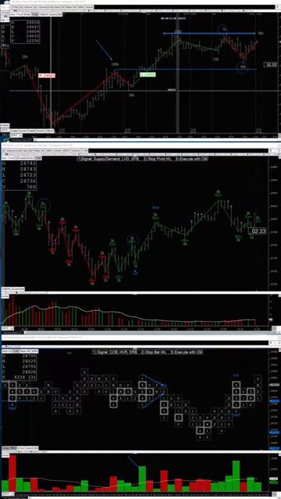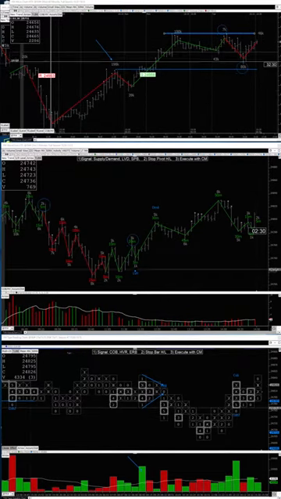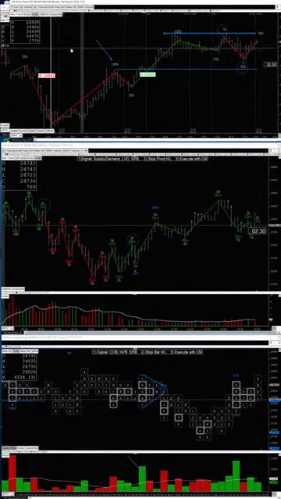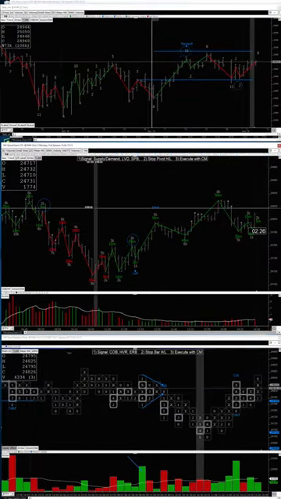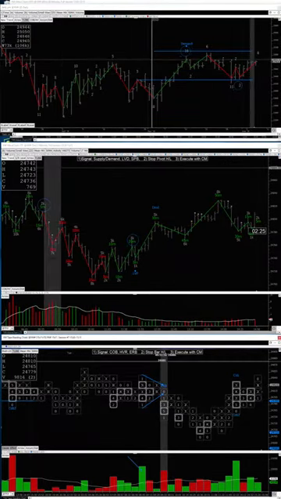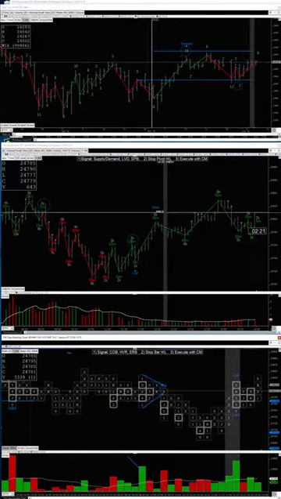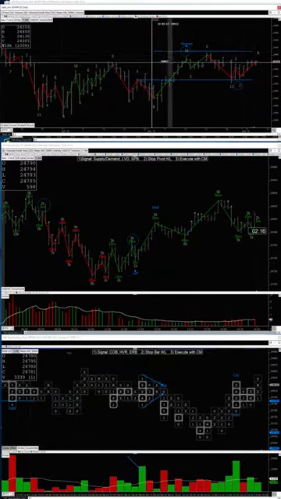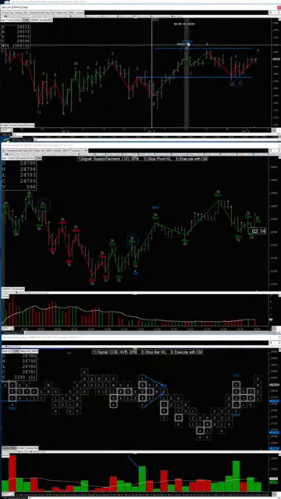Alright, so top chart is the 60 minute and the daily. This is the 60 minute, that's the daily. Middle chart is the 5 minute. Bottom chart is the tapering chart, and this is the Dow futures. So on the daily, you notice that demand has come in.